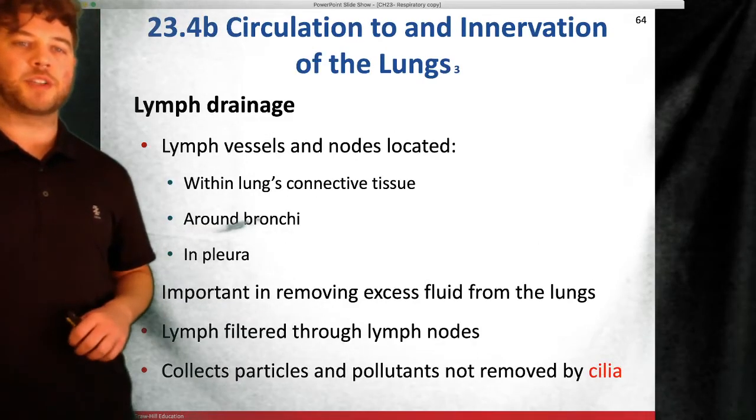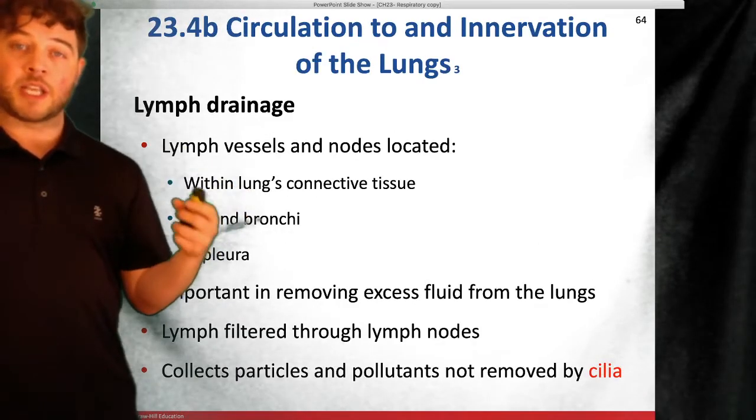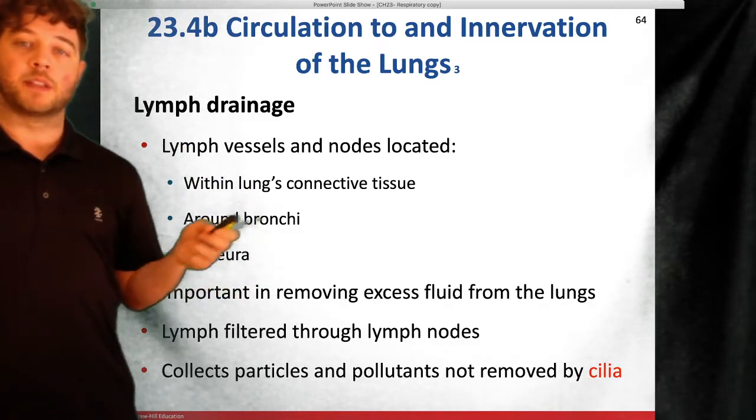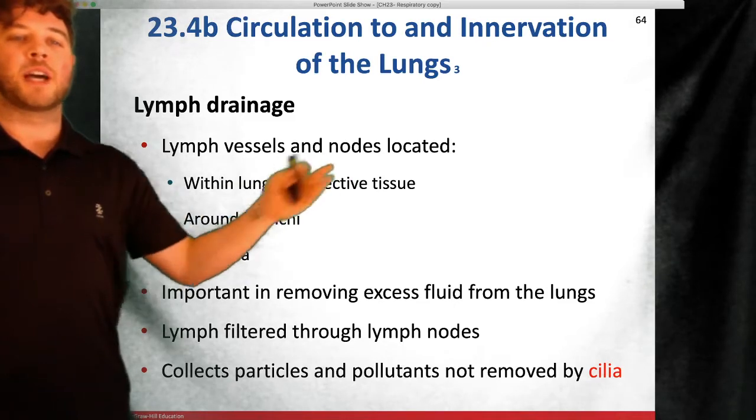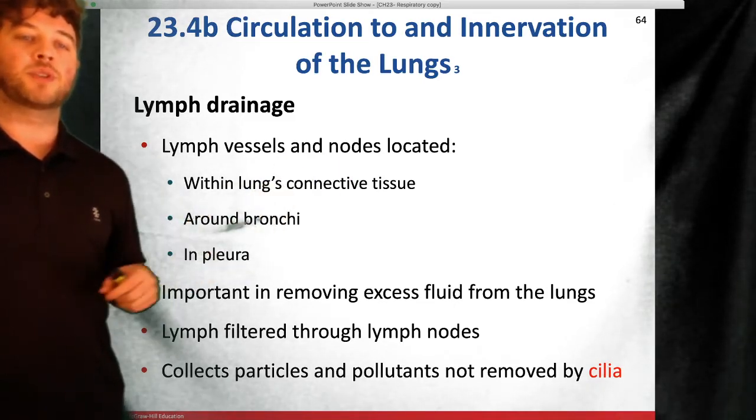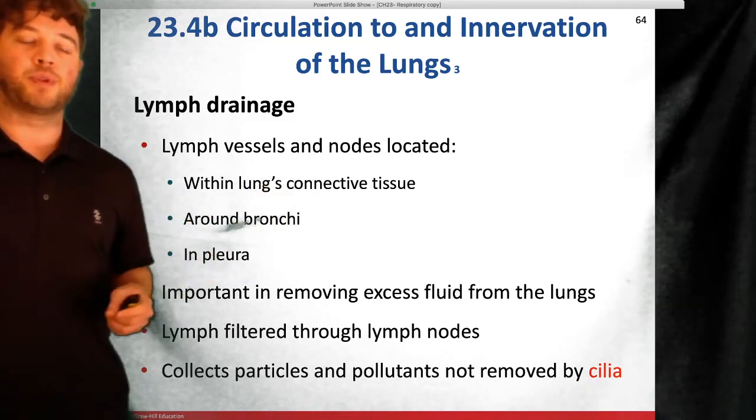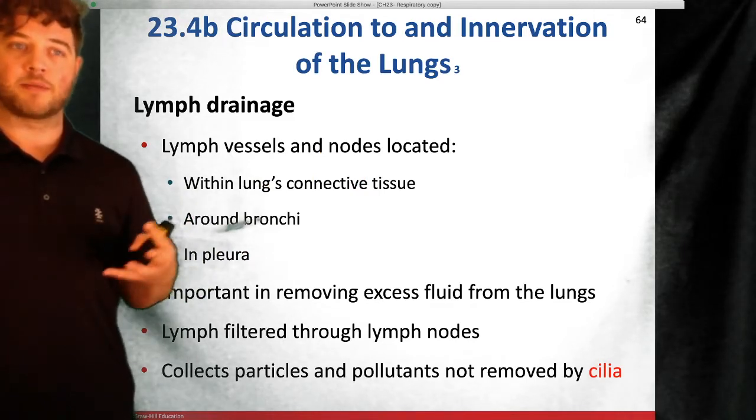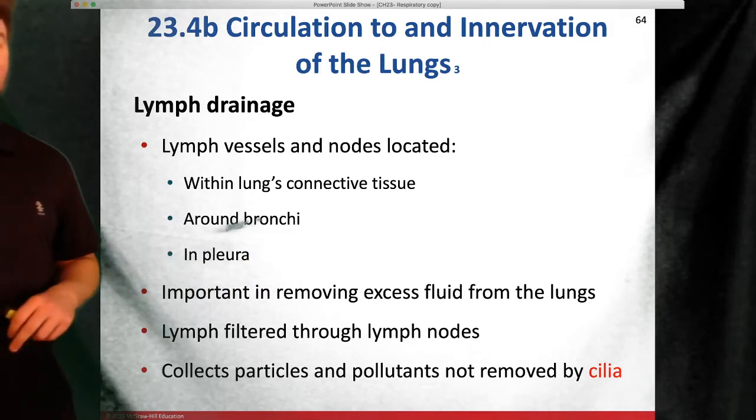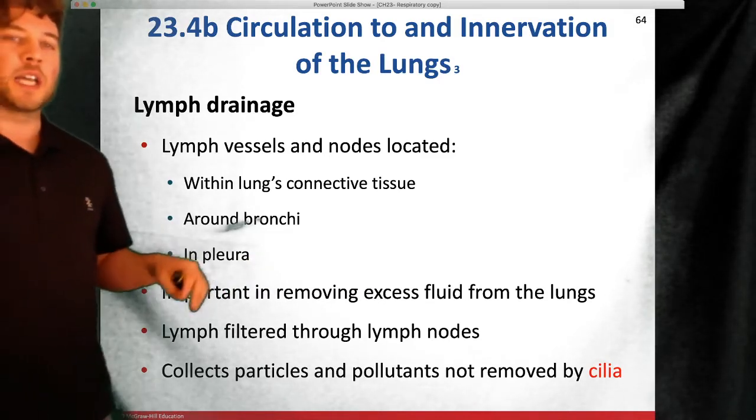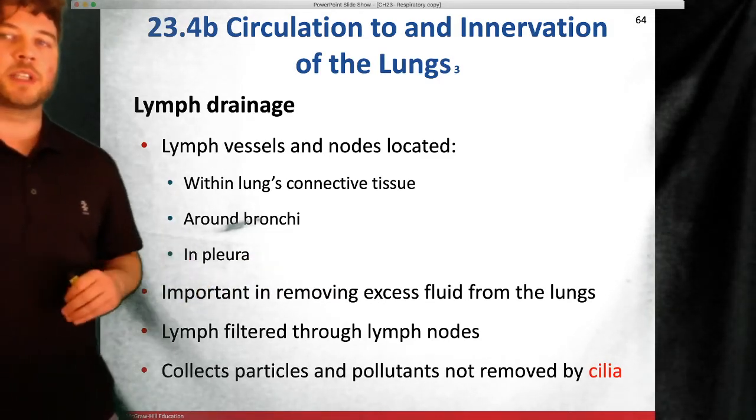Okay, talking about lymph drainage. We did mention that there were lymph vessels as well in this respiratory tract. Lymph vessels and nodes are located within the lungs' connective tissue, around the bronchi, and in the pleura. We'll talk about the membranes of the lungs. They are important in removing excess fluid from the lungs, so it doesn't just sit there. That can easily cause infection and difficulties breathing.